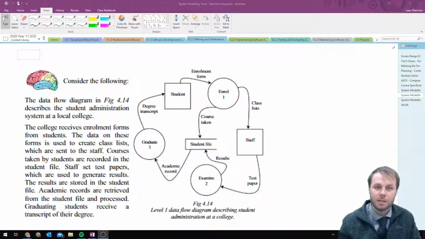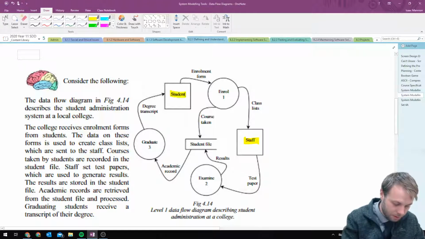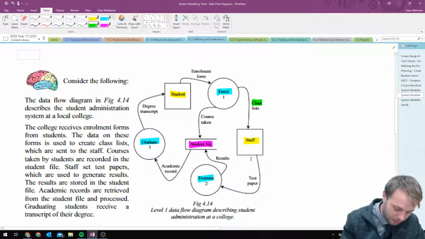So here's my data flow diagram and the situation that goes along with it. It's for a school administration system, and you can see how it's broken down. The system's been broken down into one, two, three processes along with the two external entities. So I can highlight the external entities in yellow and our processes in blue. We can also see that there's one data store in our system, and as well as that, we've got the data that's being passed between each of the entities, processes, and data stores.